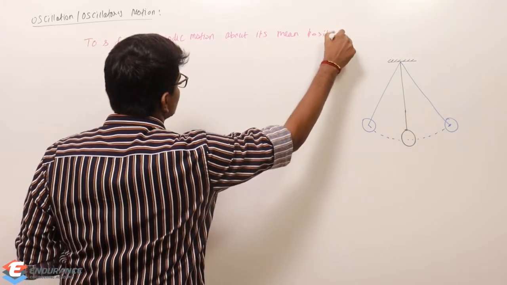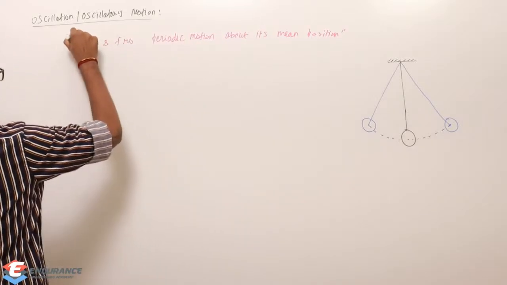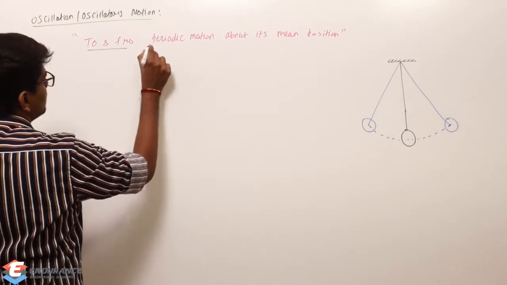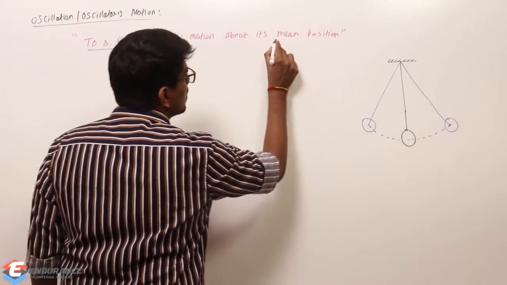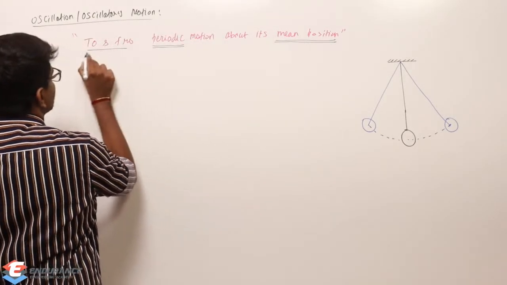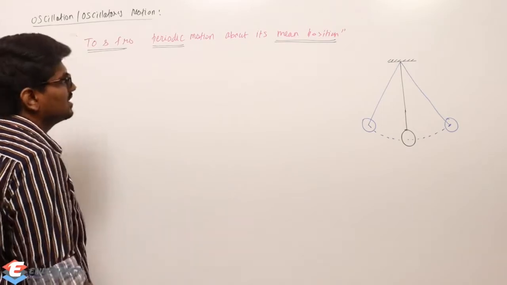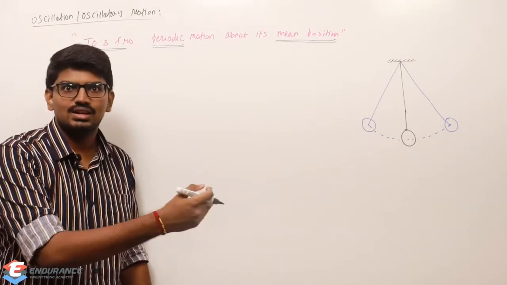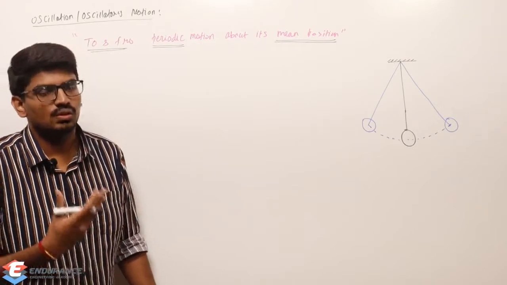See, all are keywords here. Whatever I have given here, all are keywords: to and fro, periodic, about its mean position. I will explain everything in detail, you don't have to worry. To and fro motion is very simple. It means going and coming back, going and coming back. Periodic motion we already know.